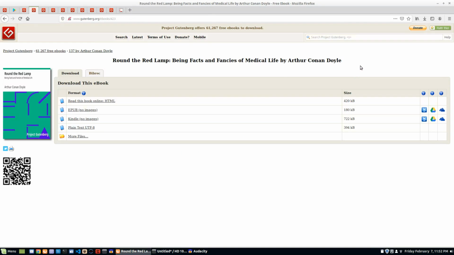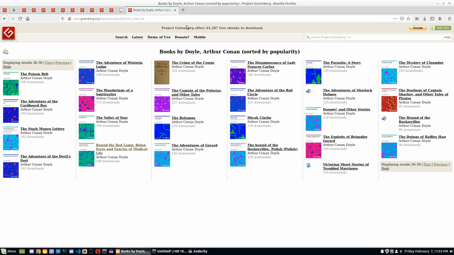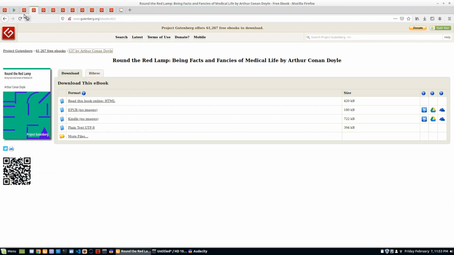The next one I wanted to talk about is Round the Red Lamp: Being Facts and Fancies of Medical Life by Sir Arthur Conan Doyle. The author of Sherlock Holmes, he actually wrote a lot of other books as well. As you can see, they have 137 titles by him. And he wrote historical fiction, he wrote contemporary horror and science fiction. And this particular collection, Round the Red Lamp, kind of comes under the horror side of things.